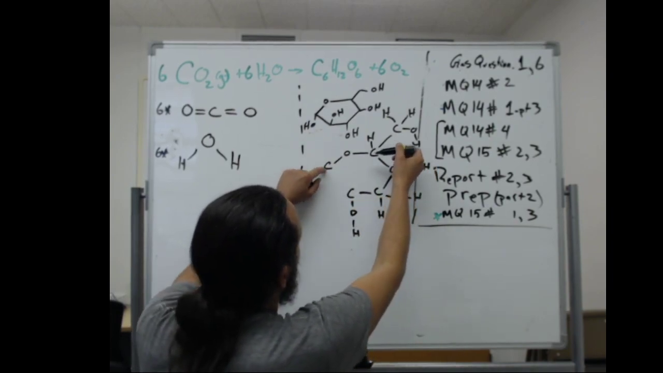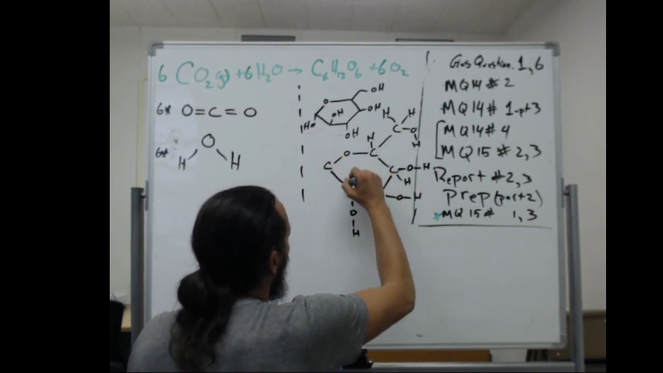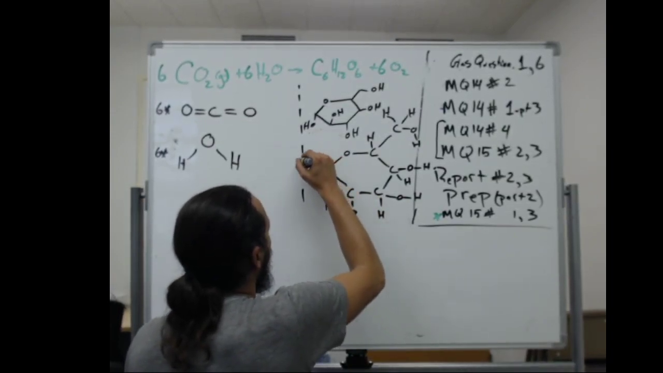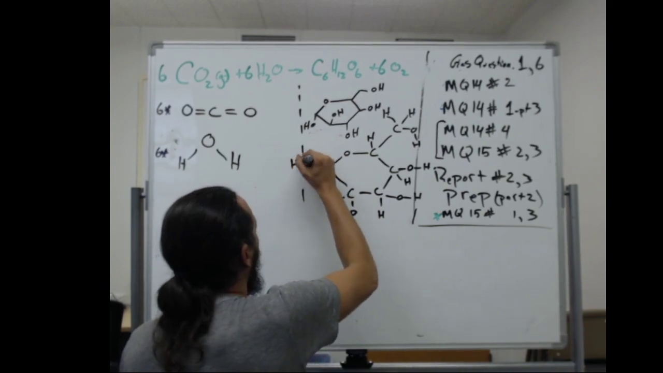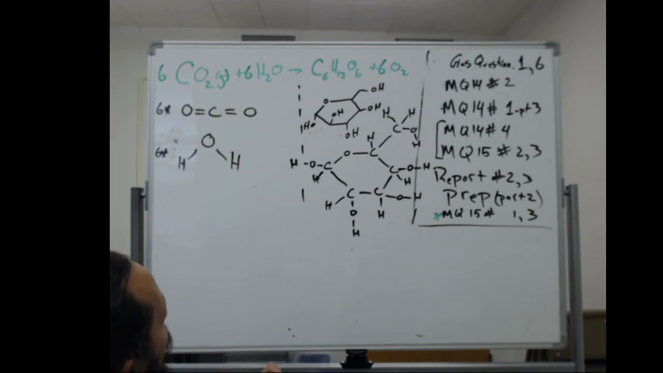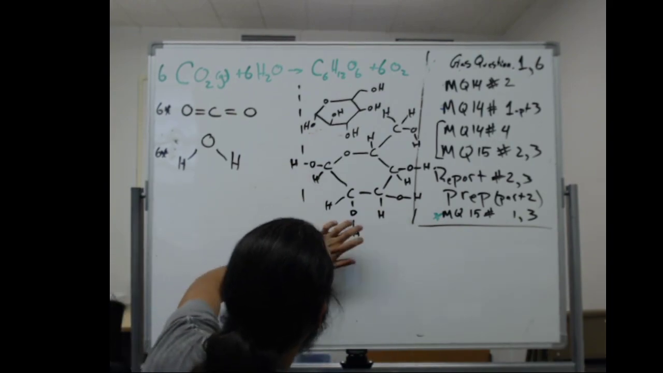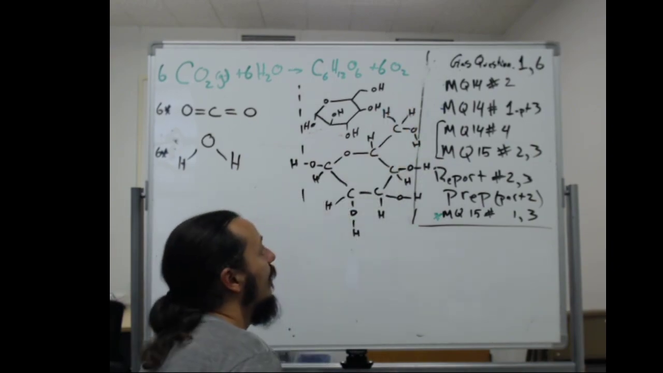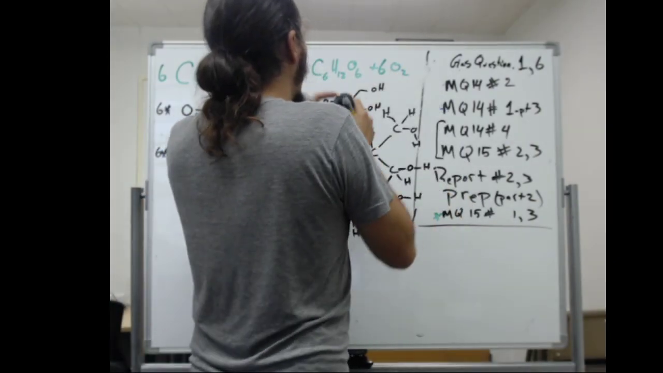Wait, did I mess this up? 1, 2, 3, 4, 5. Oh, there we go. To another hydrogen, to an oxygen, a hydrogen, another hydrogen. And now I've got to make sure I've got everything again. 1, 2, 3, 4, 5, 6, 7, 8, 9, 10, 11, 12. Yep, I'm good. Okay.